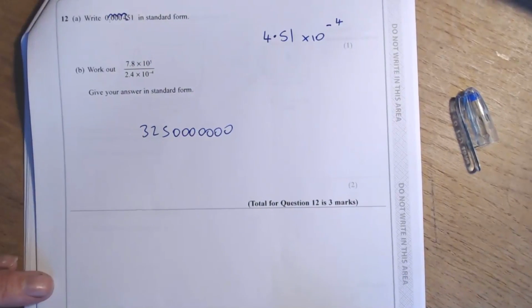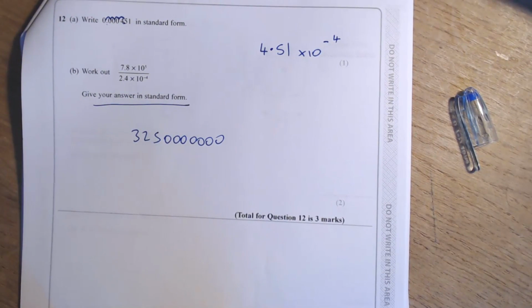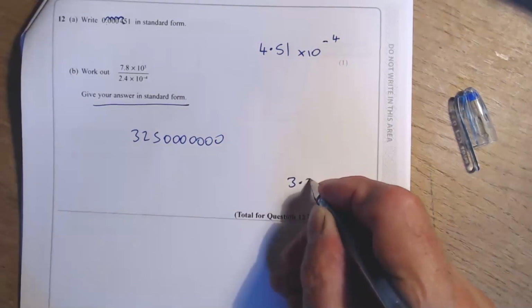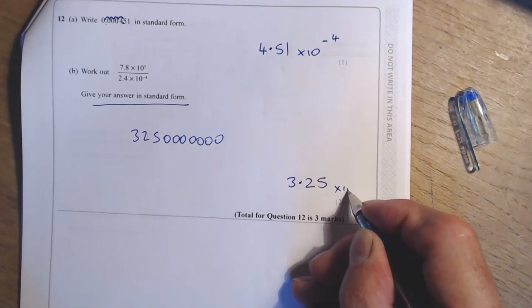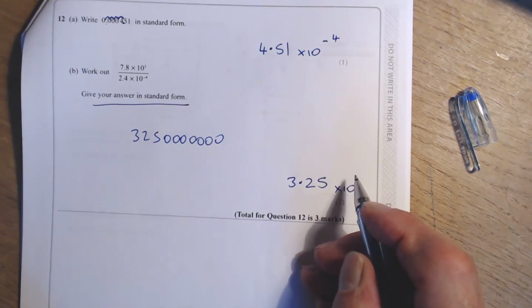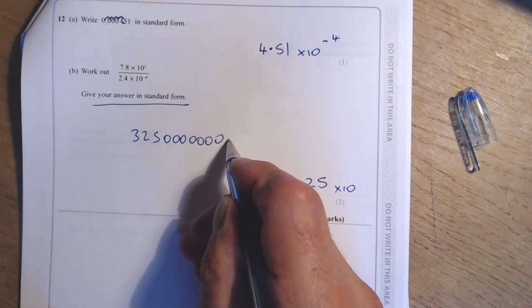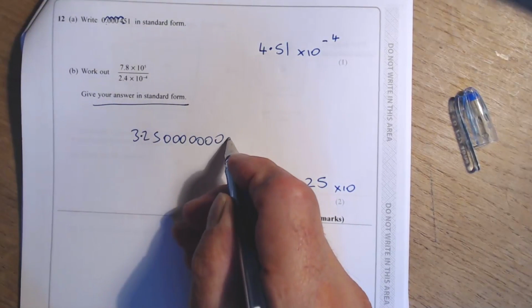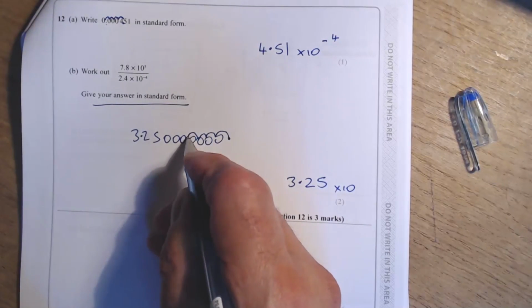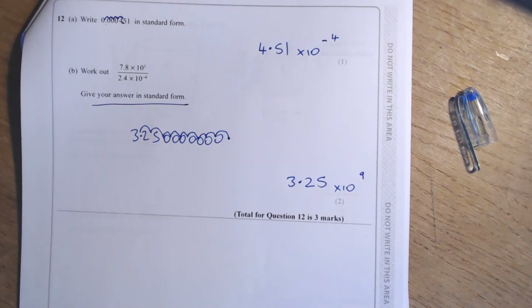Okay, now that's all well and good. That would give me 1 mark out of 2, but I've got to give my answer in standard form. So that's going to be 3.25. Remember rule number 1, the number's got to be between 1 and 10, times 10 to the power of something. Now this power is going to be positive because this is a big number. So how many hops to go from a decimal point, which is effectively there to start with, to between the 3 and the 2? Well, that's 1, 2, 3, 4, 5, 6, 7, 8, 9 hops. So our final answer is 3.25 times 10 to the 9.